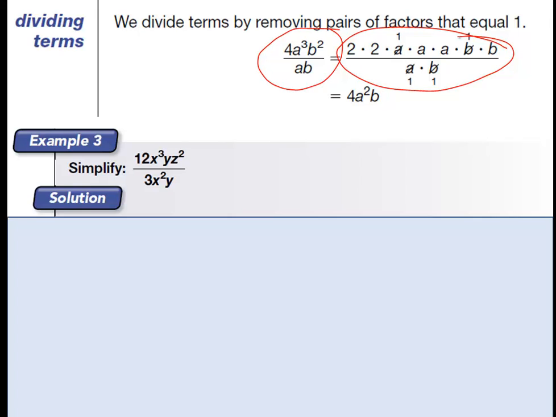2 times 2 is 4. A times A is A squared, and a B is a B. So do that with example 3. See if you can do that. See if you can break it apart. Pause the video, and then restart it.